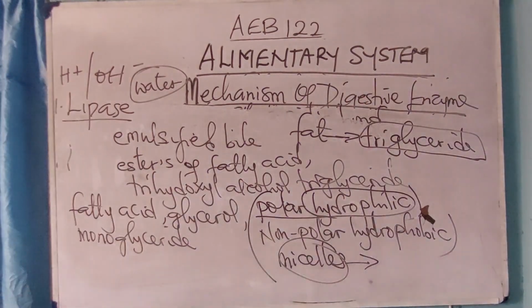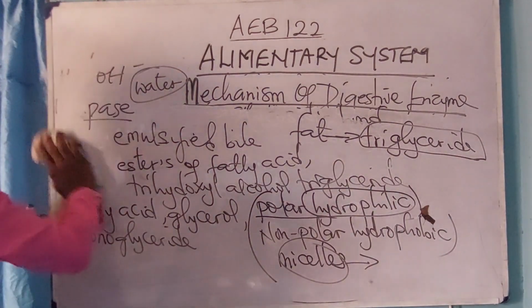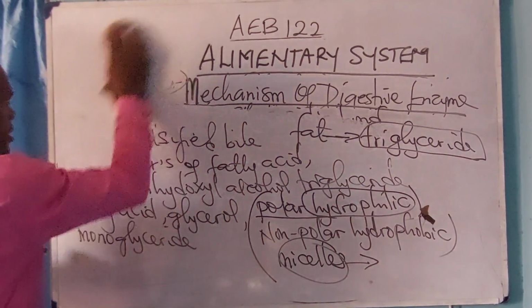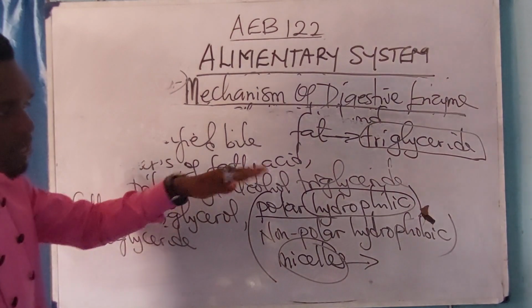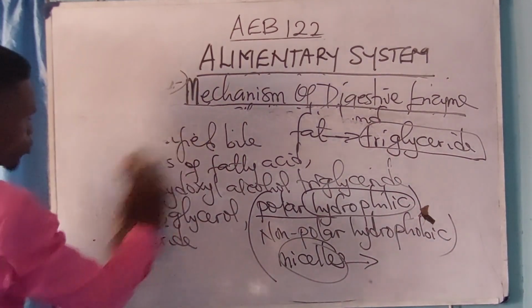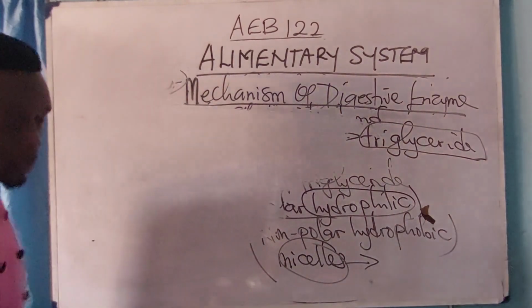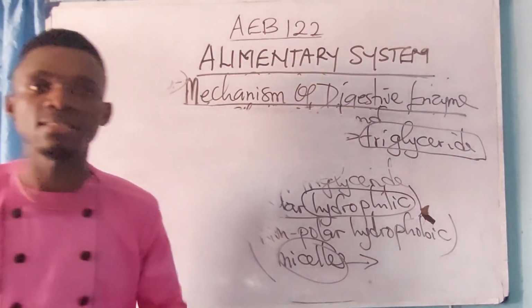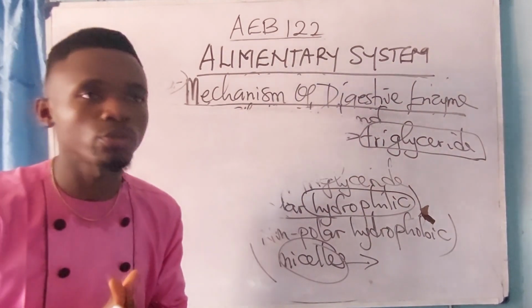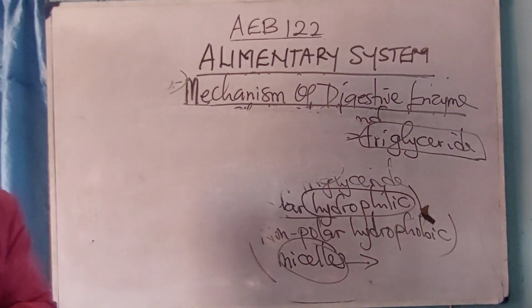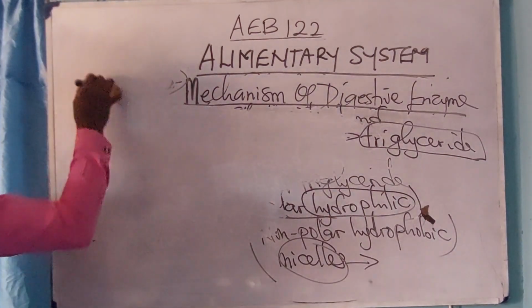Now the next one is protease. Protease is a protein digestive enzyme. Hope everything I've said so far is understood. It acts on peptide bonds, converting protein to amino acids. Now proteases.